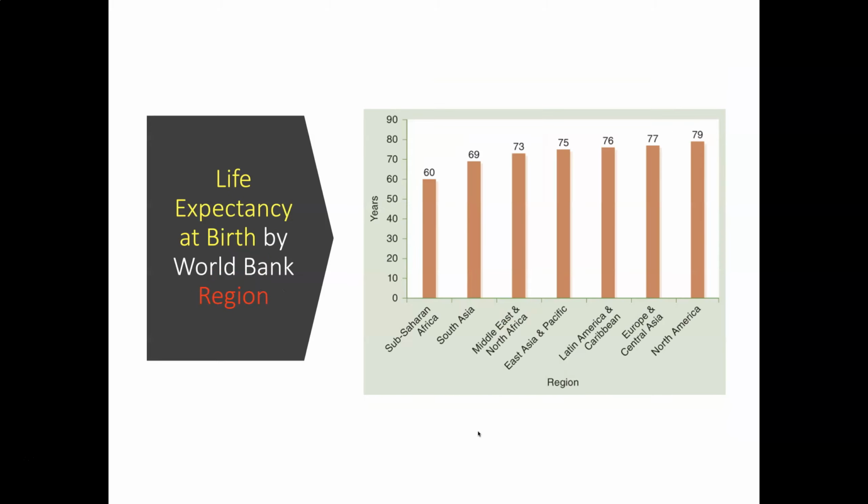And if we go on to the next slide, this is looking at specific regions. So life expectancy by region. Again, you can see Sub-Saharan Africa and South Asia are 60 to 69 life expectancy, and North America is 79 life expectancy. And so when you're thinking about global health, you would want to understand, why is it that the life expectancy is so much lower in these countries?